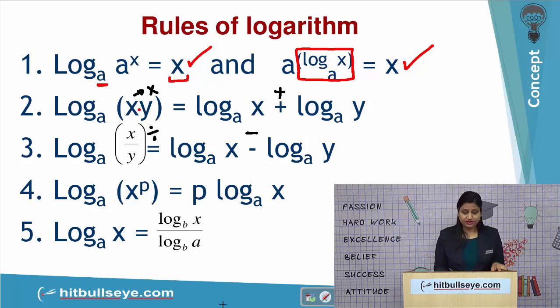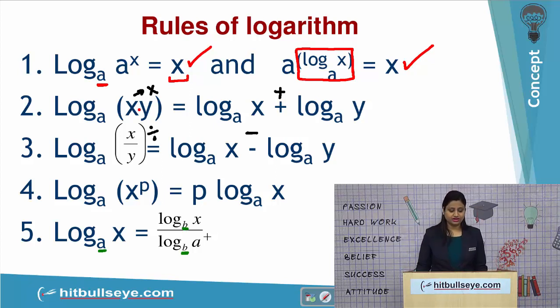Now the next thing, we call it the base changing formula. It says log x with base a is equal to, see, we are changing the base here. Earlier the base was a, but on the right hand side the base is b. So we can write it as log x with base b divided by log a with base b. This is called the base changing formula. Now we'll do some applications of this rule.